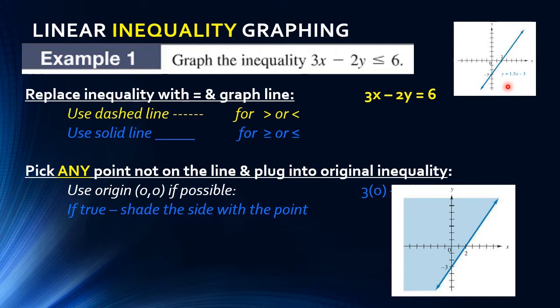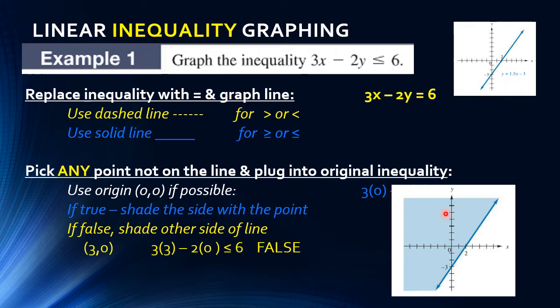Okay, so if I pick a point on the other side, for example, if I pick 3, 0 right here, well 3 times 3 is 9 minus 2 times 0, it's 9 minus 0 is 9, and then we'd have 9 is less than or equal to 6. That is not true, it's false. And so if we had picked that point originally, again, axis points are good because that makes one variable 0, we would shade everything opposite it.